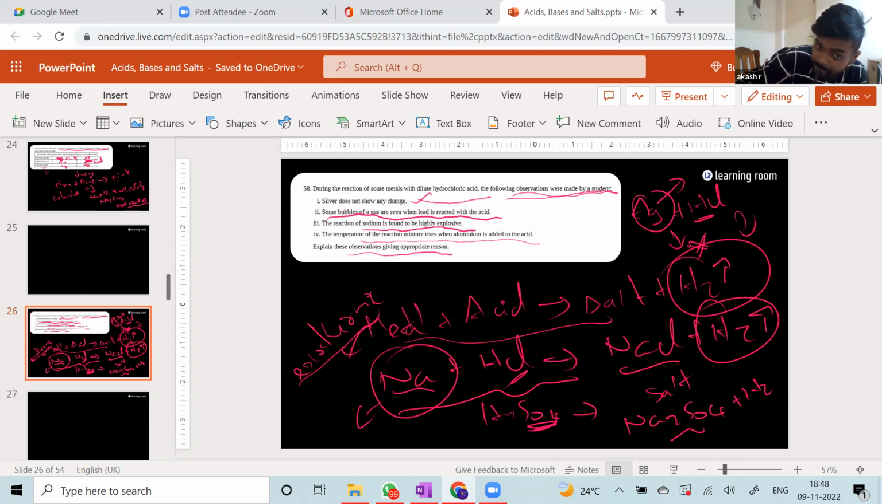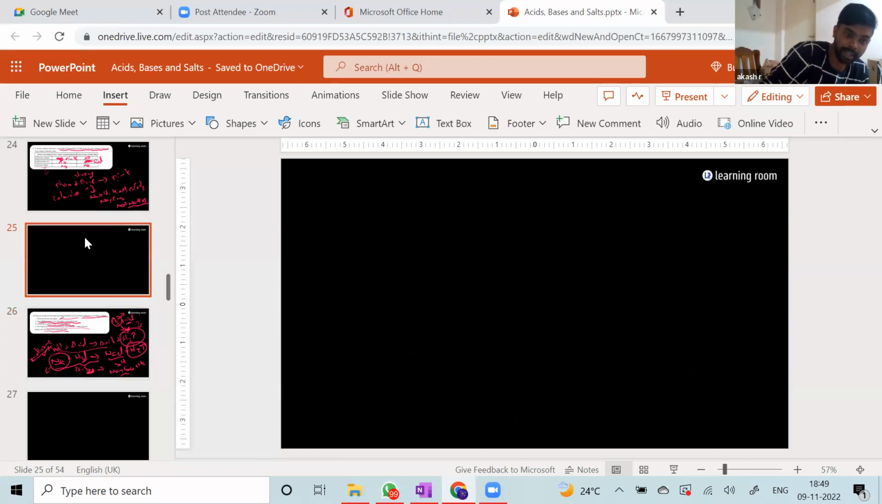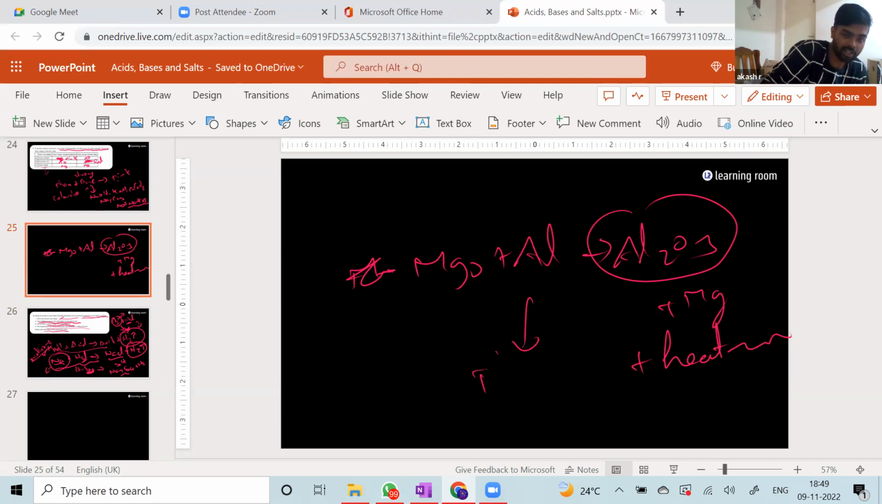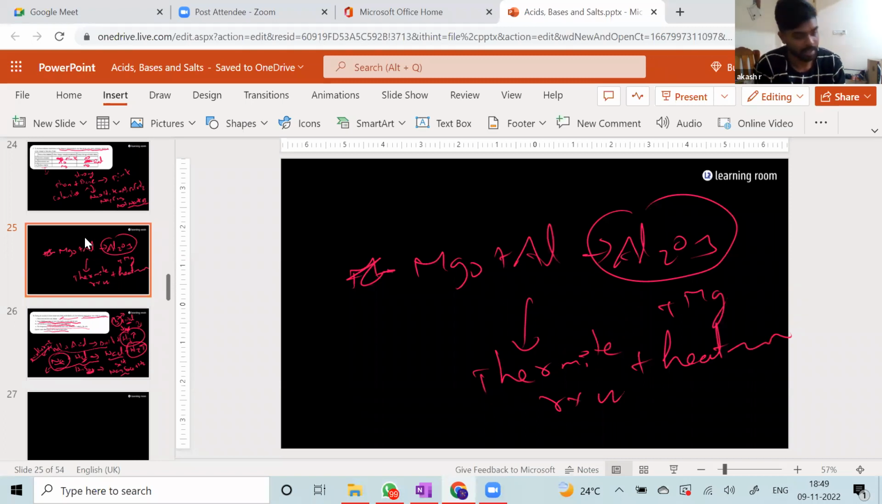Is it a thermite reaction? Thermite reaction is different, Kana. Thermite reaction, if I have to write it, I'll write it here. Thermite reaction is MgO plus Al going to give me Al2O3 plus Mg, right? Whenever you're going to form Al2O3, this is going to give a very, very high amount of heat. So this reaction is what is called a thermite reaction. Displacement reactions forming Al2O3, those kinds of reactions are what are called thermite reactions.